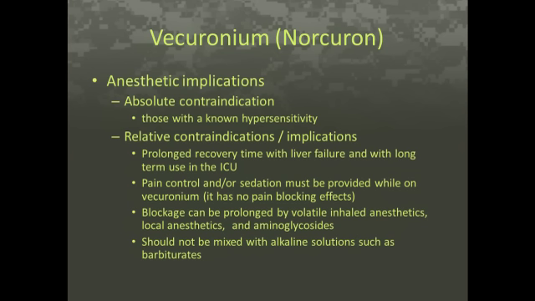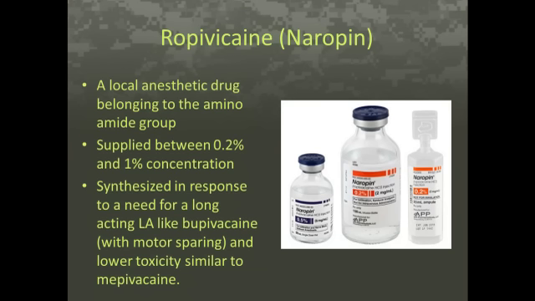Ropivacaine is a local anesthetic drug belonging to the amino-amide group. It is typically supplied in a concentration between 0.2% and 1%. It was synthesized in response to a need for a long-acting local anesthetic like bupivacaine with motor sparing and lower toxicity.